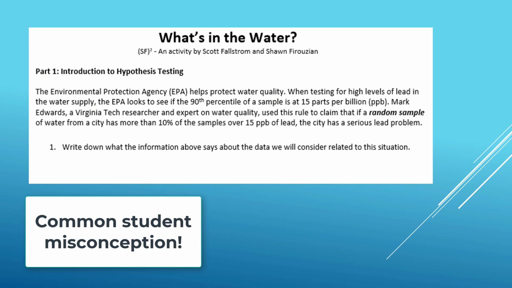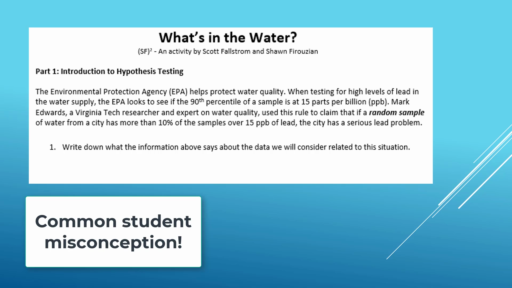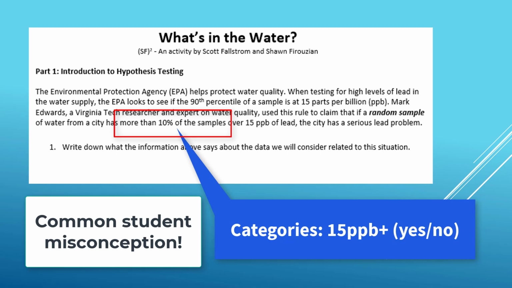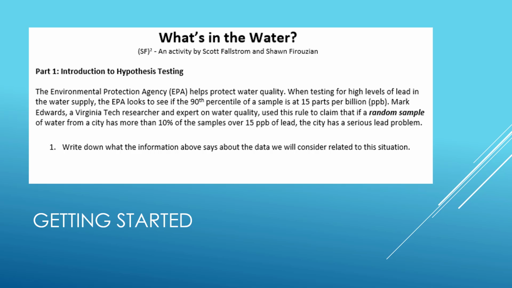What's interesting about this first part, and perhaps the piece that a lot of students have trouble with, is the fact that when you measure lead in the water, we are measuring it in terms of parts per billion, which is a quantitative variable. So if it's numerical, they tend to want to think of it in a particular way. However, what we do when we're measuring that is we lump it into two categories, and we use a cutoff of 15 parts per billion. So you have two categories here, and we're checking to see what percentage of the data has 15 parts per billion or above. That's the piece I think students are probably going to struggle with a little bit.